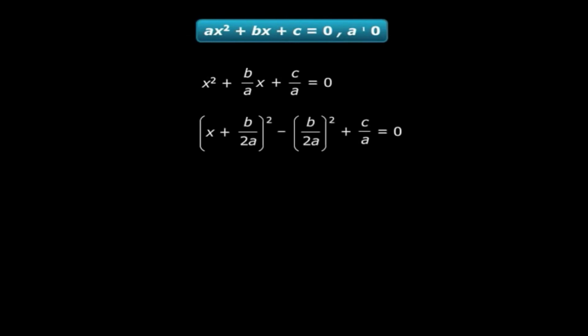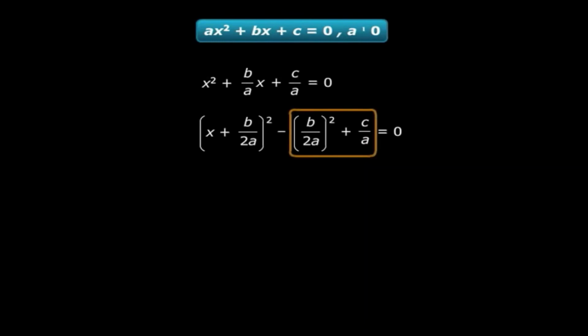So how do we begin? We first divide the equation by a, and what we get is x squared plus b by a x plus c by a equals 0. We now need to complete the square, and we can do it like this. X plus b by 2a whole square minus b by 2a whole square plus c by a equals 0.